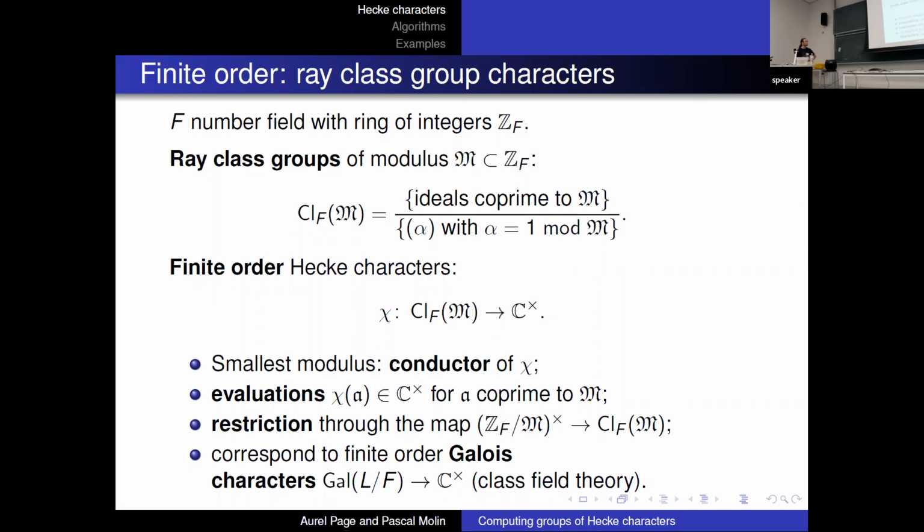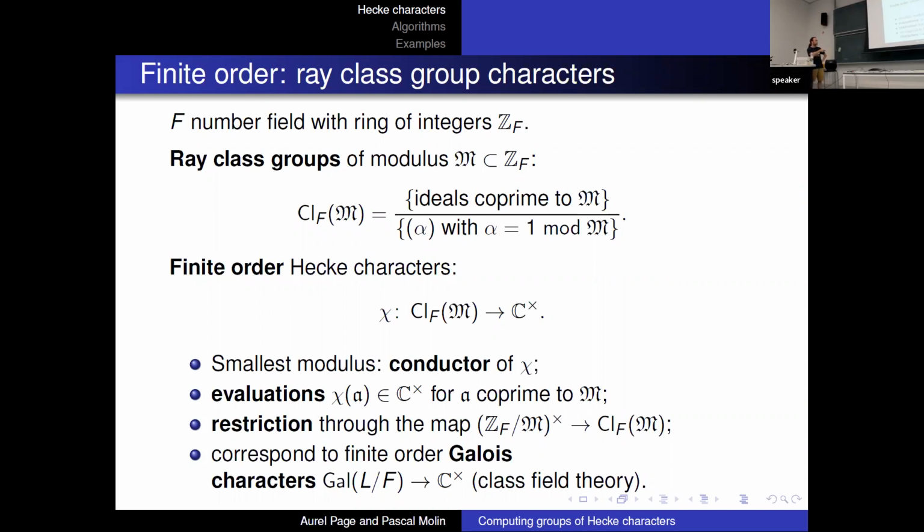So, a bunch of properties that these kinds of characters have. They have various moduli. You have maps between these groups, and therefore a given character could come from some lower modulus instead of the one that you started with. The smallest one for a given character is called its conductor. That's one of the invariants attached to such a chi. You can evaluate characters at ideals that are coprime to the modulus, and that will give you values that are roots of unity.